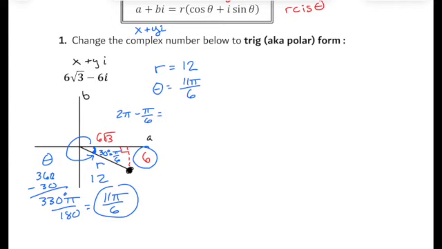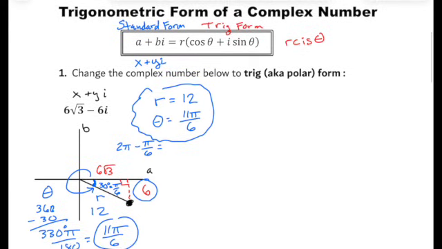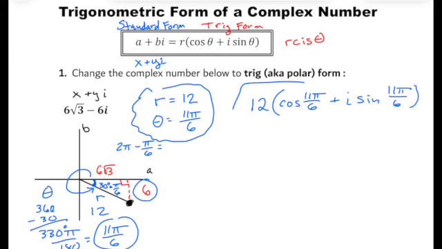So now that you have r and theta, to actually write it in trig form, you would do r, just following the format that's above, r, which is 12, times cosine of whatever theta is, which in this case is 11 pi over 6, plus i sine of 11 pi over 6. And there is our answer.